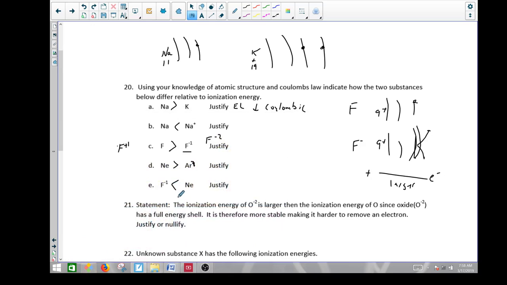All right. It's got more protons at a given distance, which makes it more difficult to remove.